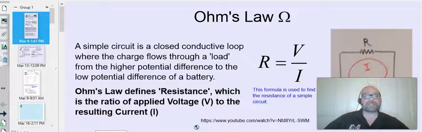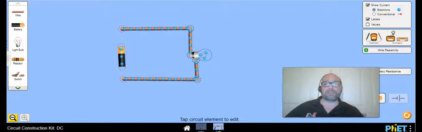We're going to be discussing electrical circuits, and we're going to start with a concept called Ohm's Law. I'm using a PhET simulation right now. This is the circuit construction kit, and I've already put into place some pieces of this electrical circuit. I'm going to show you right now what a simple circuit is.